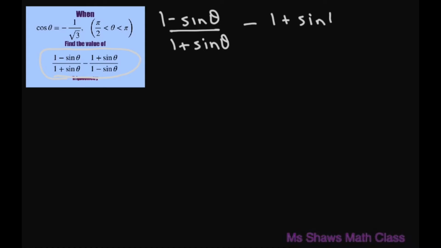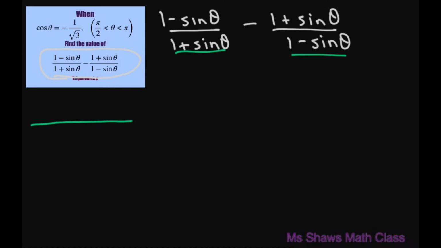And before we even start on this, what I want to do is simplify this to make it a little easier for us. So basically we have 1 minus sine of theta divided by 1 plus sine of theta minus 1 plus sine of theta divided by 1 minus sine of theta. All right, and our common denominators, you just multiply these two together. So that's what we're going to do here.